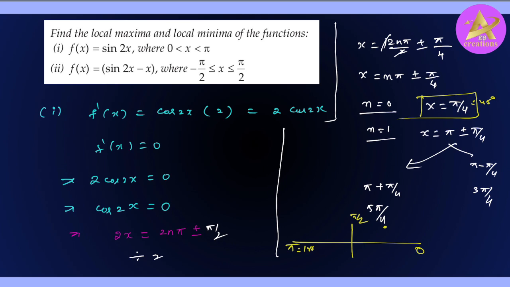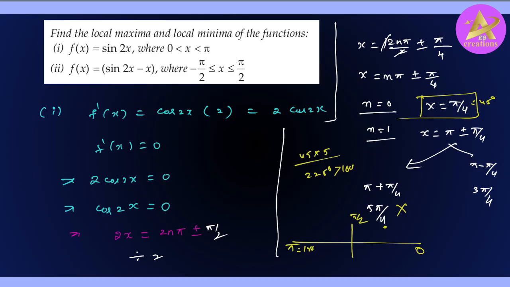And 5π by 4. π by 4 is 45 degrees. 45 into 5, how much? We get 225. 225 is greater than 180 degrees. That means we cannot take this point, right?